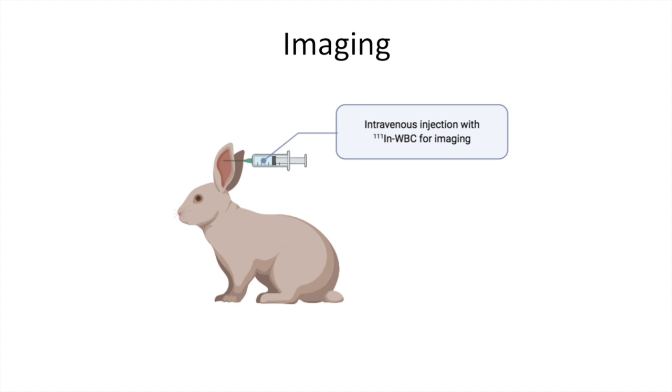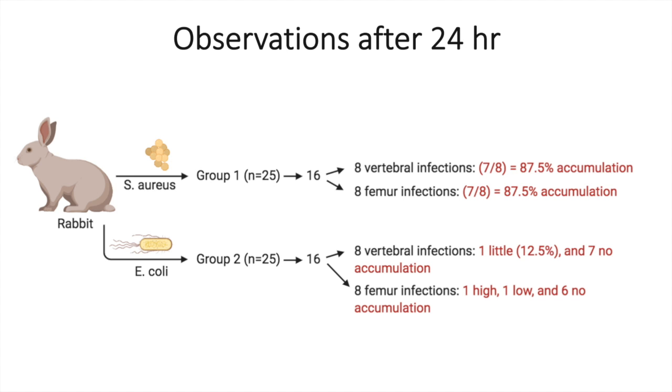Following the infection, we inject these rabbits with In-111-labeled white blood cells for the purpose of imaging. We take the observations after 24 hours and we realize there is a major difference between the first group and the second group. The first group, whether it's a vertebral infected rabbit or a femoral infected rabbit, showed high accumulation of the In-111-labeled white blood cells. However, when we compare it to the second group with the gram-negative bacteria, there is little to no accumulation in the majority of the rabbits.